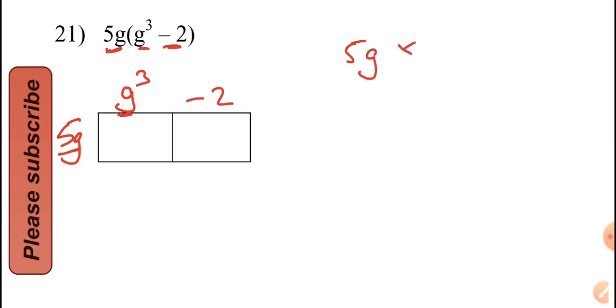Question 21 now. So because I can see 5g outside the bracket, I will copy the 5g here on the side, and inside the bracket I've got g cubed, which I'll write here, and then the minus 2 I'll write here. So the first thing I have to do is 5g times g cubed. So 5g times g cubed. So really we should be able to now just say that's 5g to the power of 4.